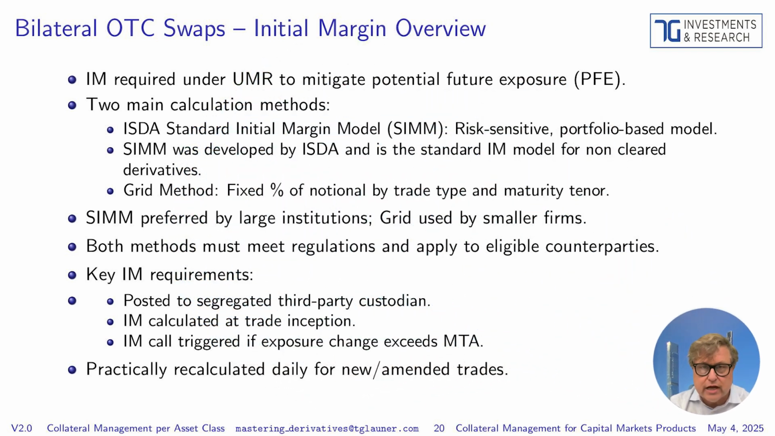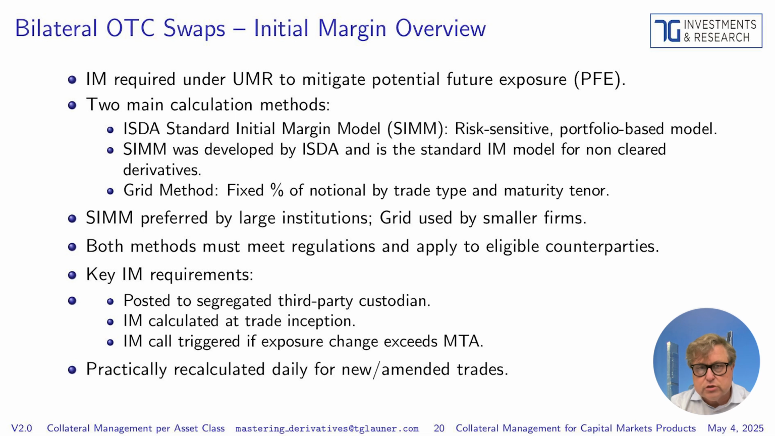There are two ways to calculate IM for bilateral swaps. First, the ISDA SIM model. This is risk sensitive and looks at the entire portfolio, taking into account factors like delta, vega, and curvature. Second, the grid method. It applies fixed percentages to notional amounts and doesn't consider risk sensitivities. It's much simpler and mainly used by smaller firms. Larger institutions typically prefer SIM for its accuracy and potential margin offsets.